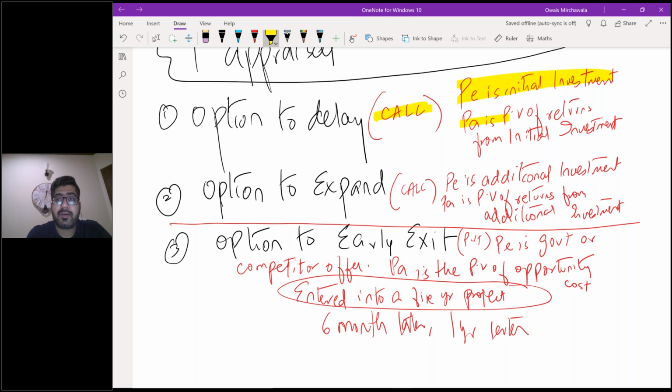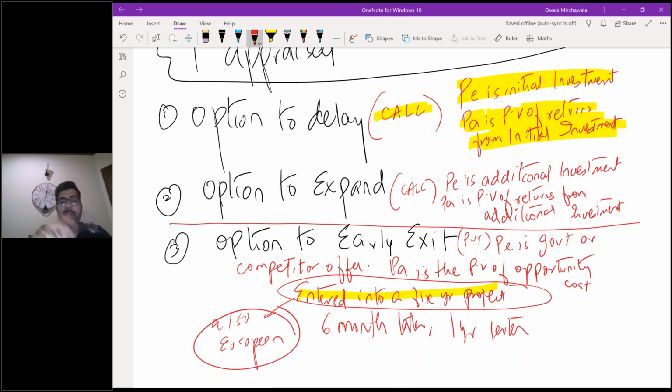And the PA, the current value, is the present value of returns from initial investment. Okay. Let's suppose you enter into a 5-year project. You decided that you will enter into Asian markets. And someone gives you advice: don't enter only Asian markets, also enter into European markets. Is it an obligation? No.